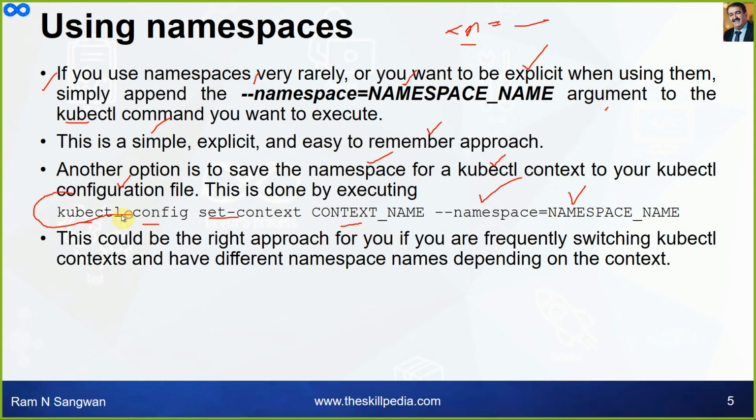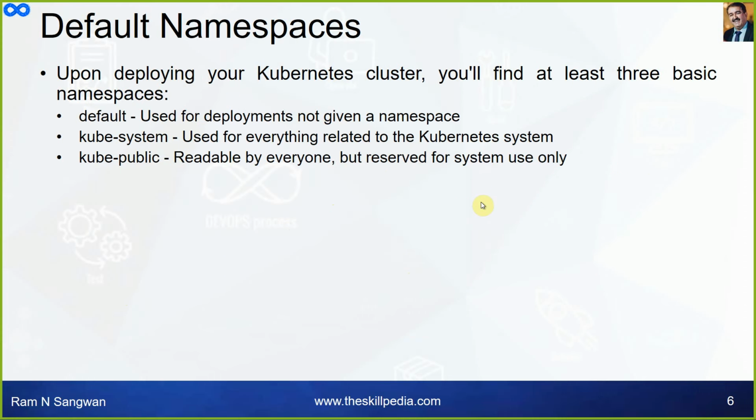So this is the command kubectl config, and then what do you want to do? You want to set the context, what context name and under what namespace. You can directly edit the kubeconfig file, but that's not the right approach, because this line is going to make changes in the kubeconfig file only. This could be the right approach for you if you are frequently switching kubectl context and have different namespace names depending on the context. Now it is time to go through this kubeconfig file and to create a namespace.